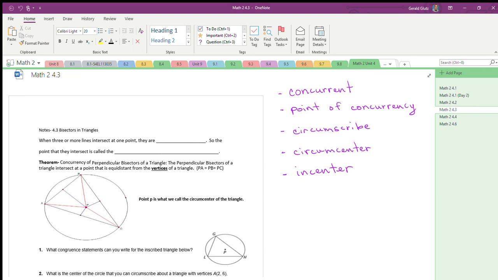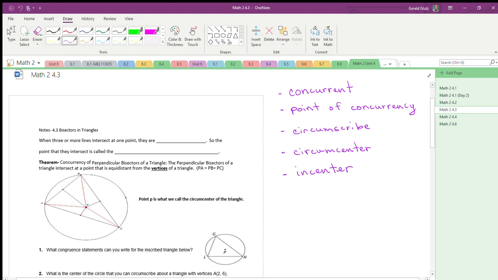Today we're talking about bisectors and triangles. So in this section and the next section, 4.4, we're going to have a lot of vocabulary that is probably going to be brand new to you. So it's important that you follow along and make notes when you see these different words so you understand what they mean. So I made a little list here, right here in purple, of the new words or phrases that you're going to see in today's section.